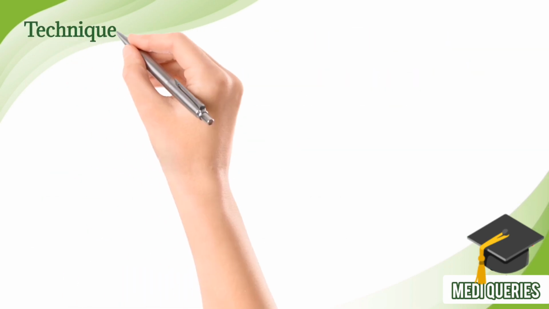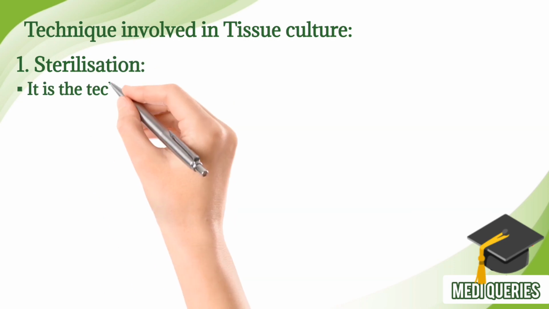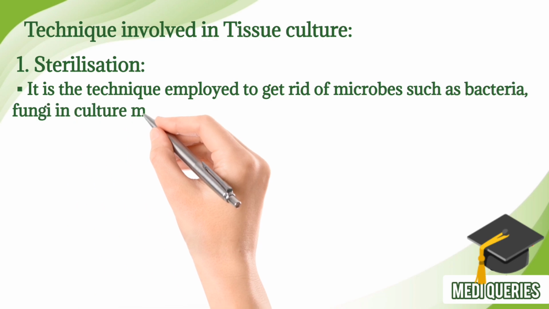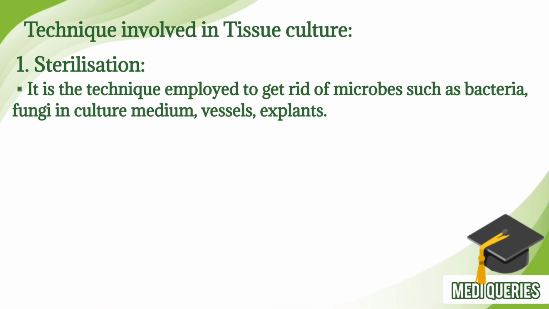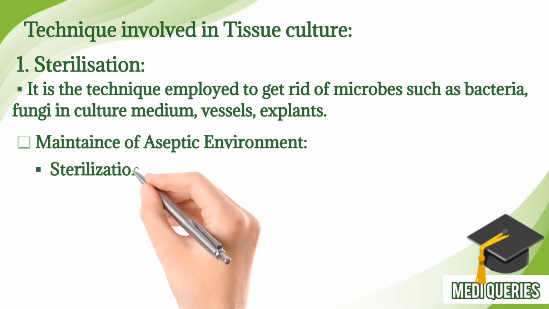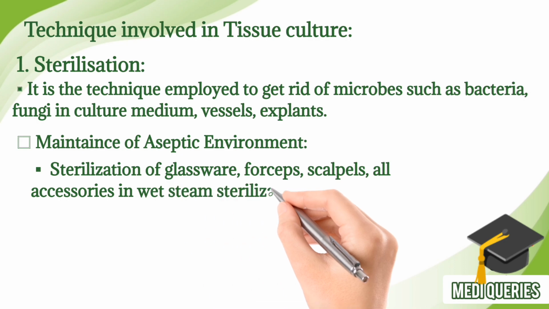Techniques involved in plant tissue culture. Sterilization. It is the technique employed to get rid of the microbes such as bacteria and fungi in culture media, vessels and explants. Maintenance of aseptic environment. During in vitro tissue culture, maintenance of an aseptic environmental condition should be followed.